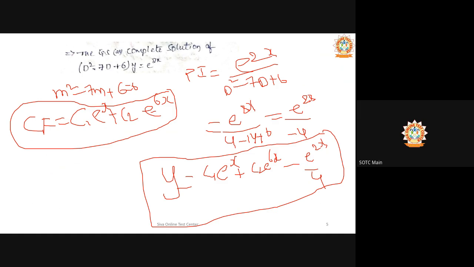So in case if you are able to understand this e power ax concept, you are able to solve the next one, that is sin ax or cos ax, very easily. Just try to see the next one.